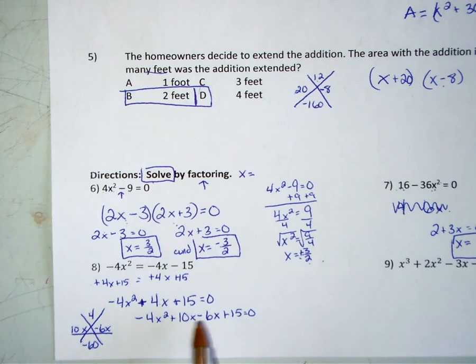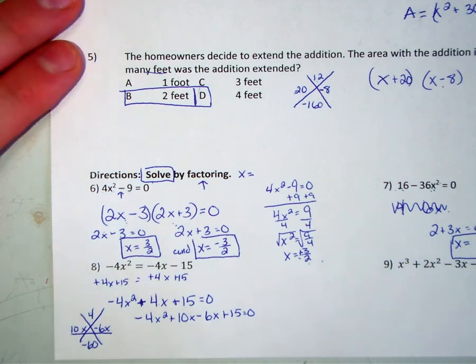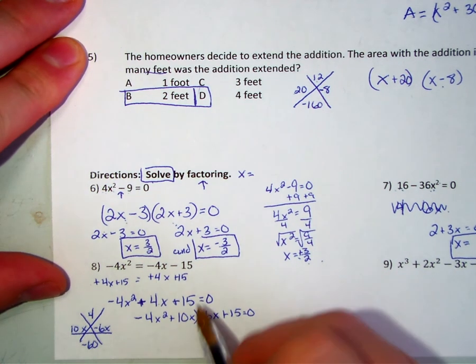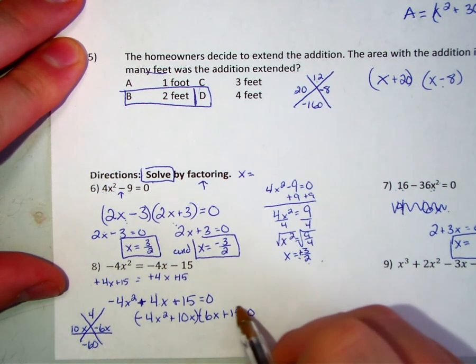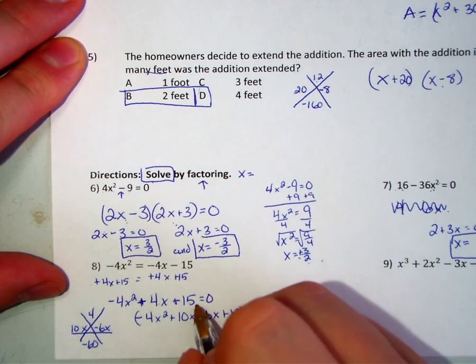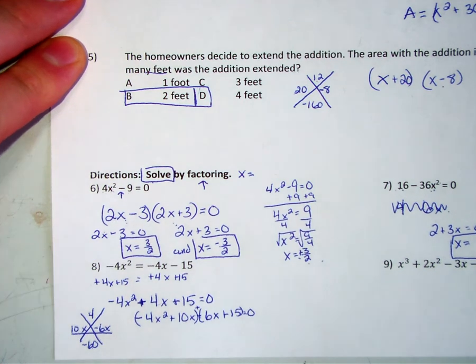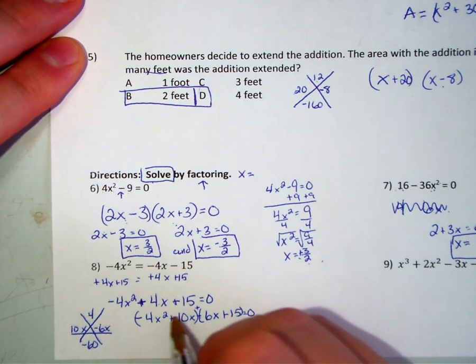Notice that my 10x and my negative 6x add up to positive 4x, so we really haven't changed the equation at all. We have just slipped the 4x out and slid in the 10x minus 6x. All right, now we can do some grouping. Since I'm grouping this negative sign, I'm going to go ahead and put an addition between it, so we know that that negative 6 is staying with the 6x. And we want to factor again.